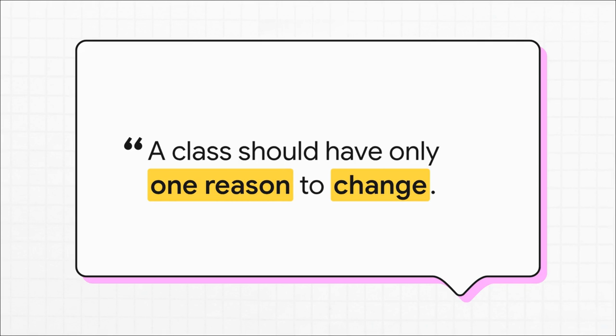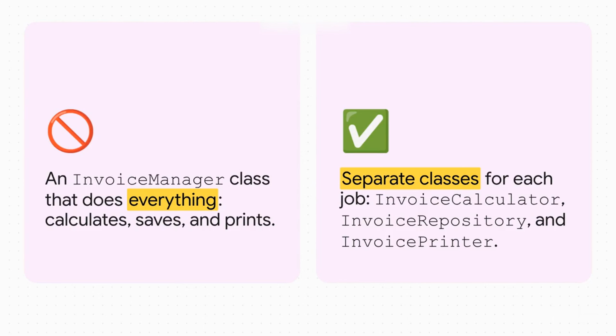If you find yourself changing a class because the database logic changed and also because the printing format changed, well, that class is doing too much. So a super common mistake is creating something like an invoice manager that tries to do it all. It calculates the total, it saves to the database, it prints the PDF. It becomes what we call a God class.